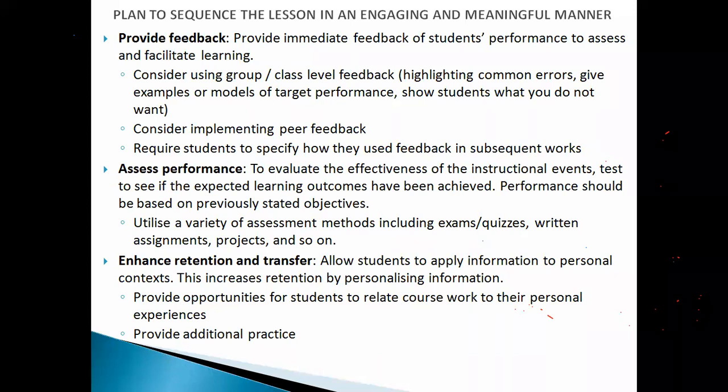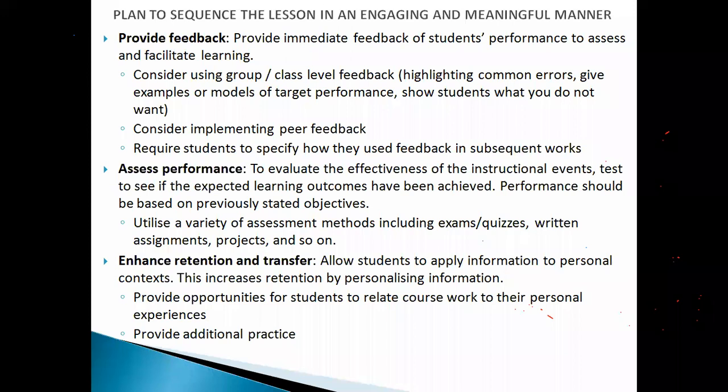Assess performance. We are also looking at the performance of the student to evaluate the effectiveness of the instructional events, to test to see if the expected learning outcomes have been achieved. Performance should be based on previously stated objectives. Utilize a variety of assessment methods, including exams, quizzes, written assessments, projects, and so on.